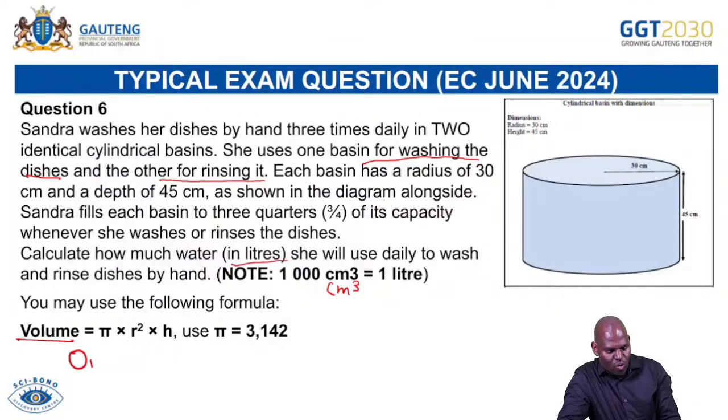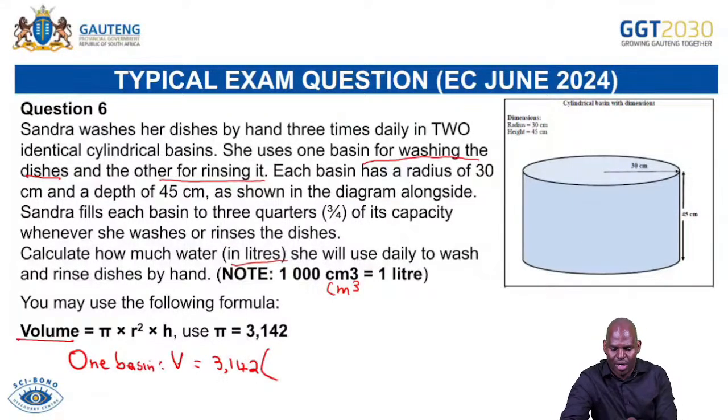So for 1 basin, I will say the volume is 3.142, then open bracket. The radius, now let's check the radius. Okay, in this case, the radius is 30 centimeters. So I'll say 30, and then I square it, and the height is 45.